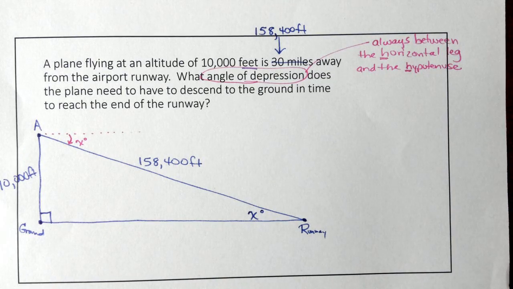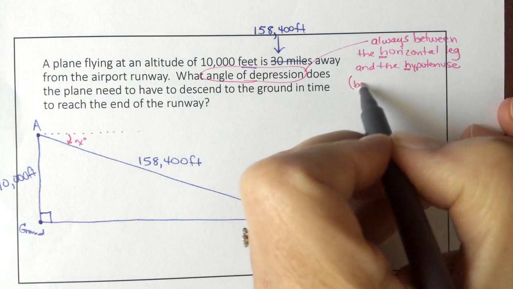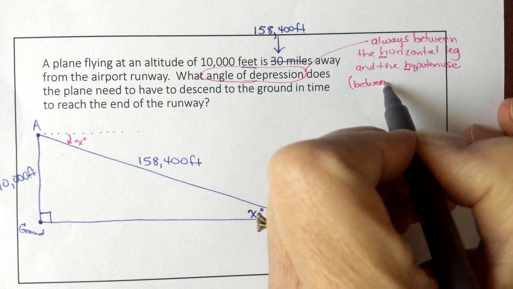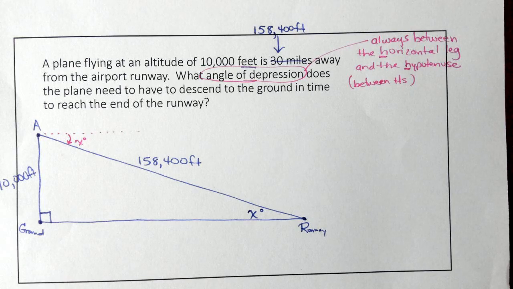So angles of depression are typically at the bottom of the triangle because we normally put our horizontal side on the bottom. But the trick is look between the H's. Between the H's, the horizontal and the hypotenuse. And then you'll get it in the right place every single time. So the only thing that's actually challenging here is to get the picture correctly drawn and labeled. And once you get the picture correctly drawn and labeled, it's really easy to set up the equation.